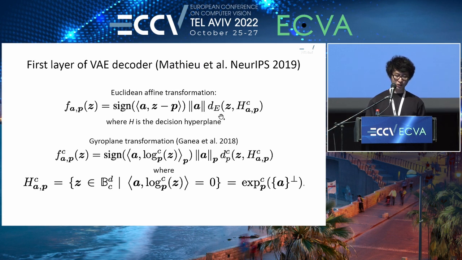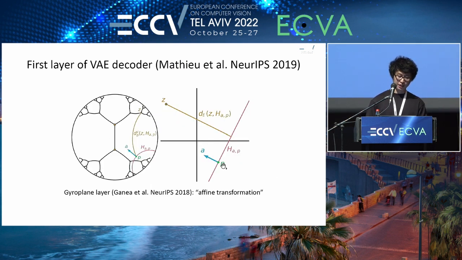So you can write the Euclidean affine transformation as this sign times this norm times this distance between the input and a hyperplane, a decision hyperplane. A previous paper, Ganea et al., the hyperbolic neural networks paper of 2018, did this computation and figured out closed form expressions for all of these quantities. Here's a visualization of it, comparing on the left the operation in the Poincare ball versus on the right in Euclidean space.